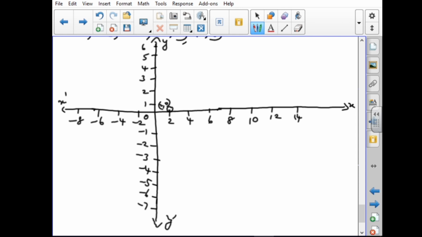The second one is 4 comma 1. 4 here, 4 is x axis and y will be y axis. So this is 4 comma 1. Next one is 6 comma 2. 6 will be here, 2 will be here. So 6 comma 2. Next one is 10 comma 4. 10 here, the 4 will be here.